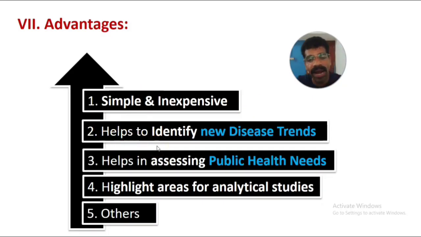Second advantage is it helps to identify new disease trends. So through descriptive study, we can find out the new outbreak, new disease, new health problems. That is the emergence of any disease in that particular area or re-emergence of any diseases in that particular area. So we can identify the new disease and its trends, whether it is occurring in the short term, long term, cyclic, seasonal, etc. That trends, that changes over time also we can find out.